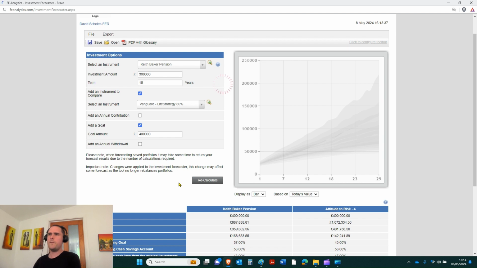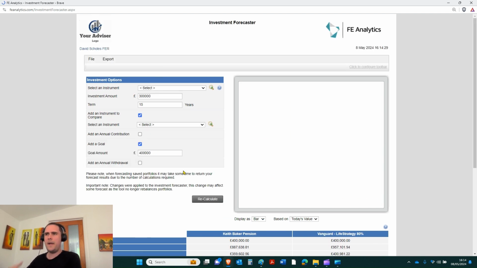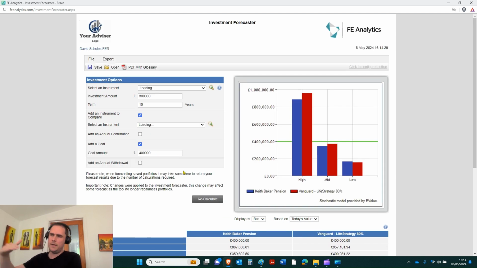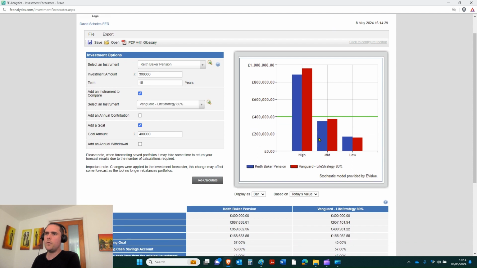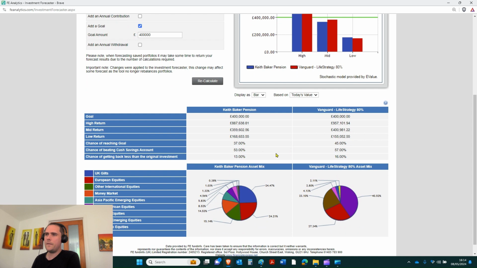Maybe that's a risk profile 4. And now I want to compare my risk profile 4 solution versus Keith Baker's portfolio. And I get a fairly similar range of returns as I did before. My Vanguard LifeStrategy is taking on a little bit more risk than my client's portfolio was or is at the moment, and therefore I've got a higher high, a higher mid, and a slightly lower low. And again, the figures to back it up underneath.